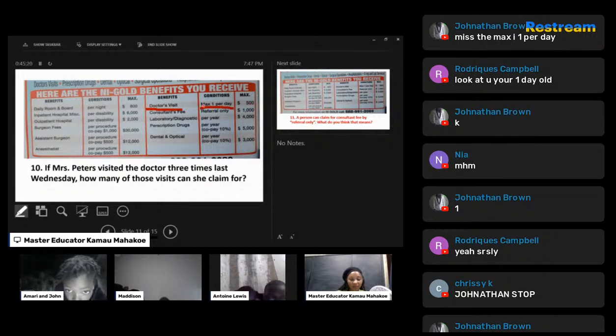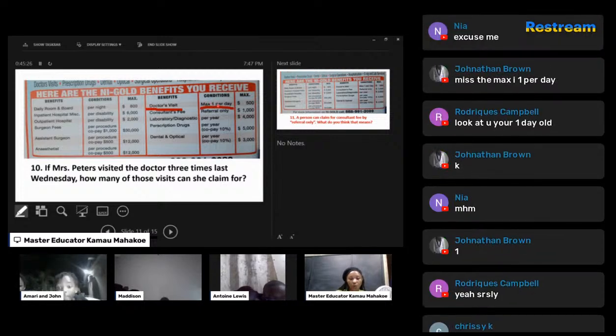Okay, so the maximum number of times you can go to the doctor in that one day is 1 visit, 1 time. If you want them to cover another visit, you have to wait for another day. But in that one day, a maximum of 1 visit. Any other visit you have to pay out of your pocket.